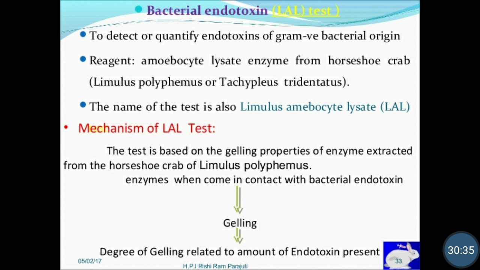So it has a simple mechanism. The test is based on the gelling property of the enzyme extracted from the horseshoe crab Limulus polyphemus, and when that enzyme comes in contact with the bacterial endotoxin, that is pyrogen, the gelling occurs. The amoebocyte lysate is an enzyme extracted from the blood cells of the horseshoe crab. When this enzyme comes in contact with bacterial endotoxin or pyrogen, a gel is formed, and the degree of gelling is related to the amount of endotoxin present in the particular solution.